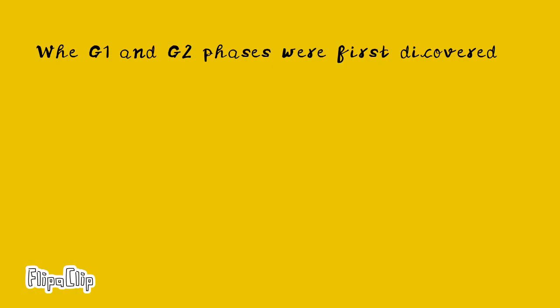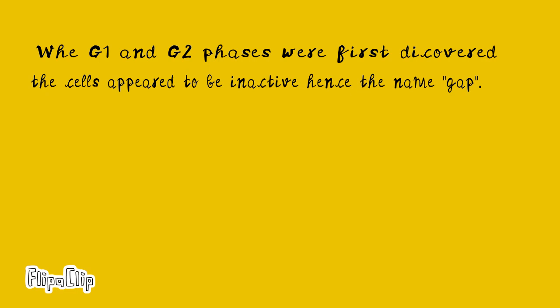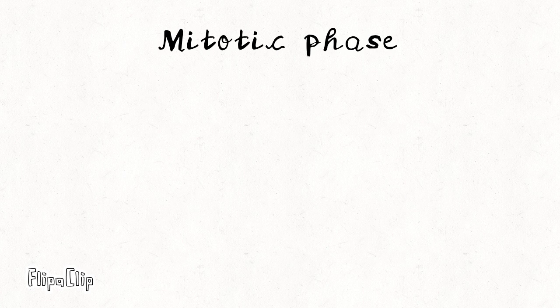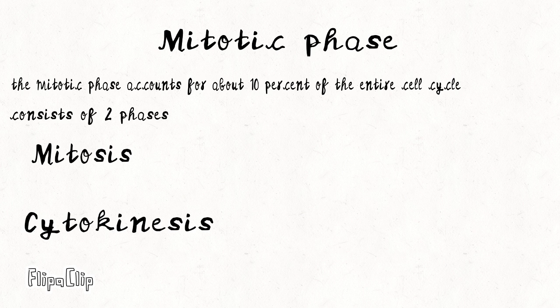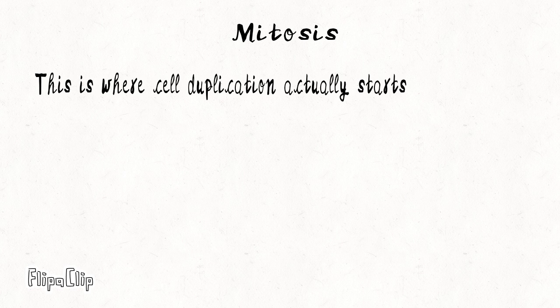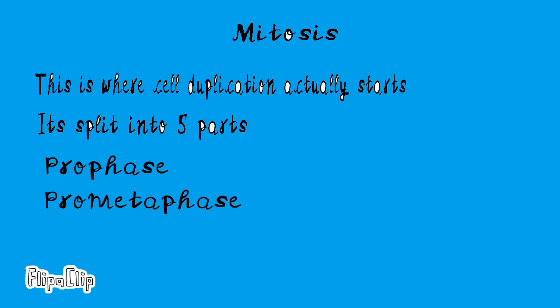When the G1 phase and G2 phase were first discovered by scientists, they saw inactive cells, so they named them gaps. The mitotic phase is broken down into 2 phases, mitosis and cytokinesis. Now, mitosis is when the duplication actually starts. This is when the nucleus is split into 2 and the chromosomes go on each side of the cell. It's split into 5 parts: prophase, prometaphase, metaphase, anaphase, and telophase.